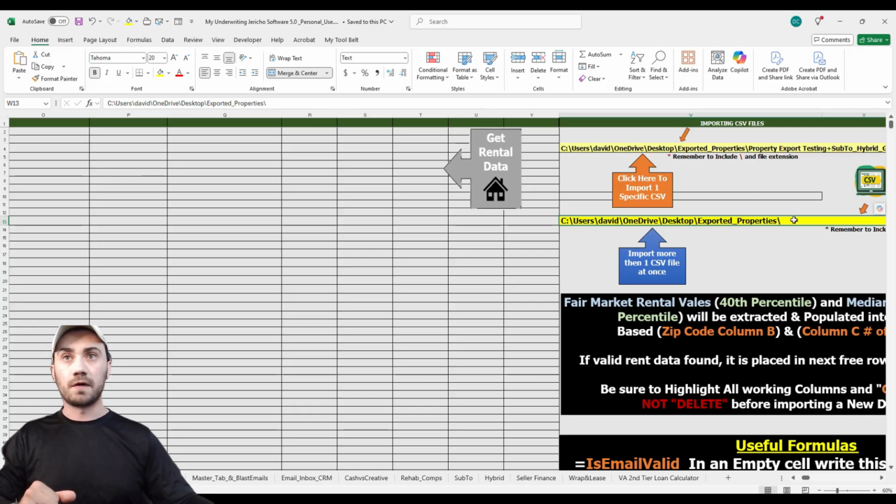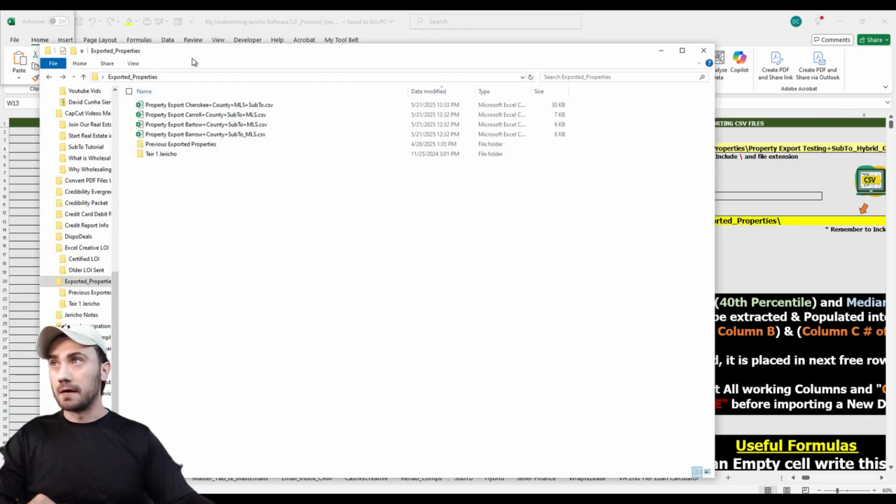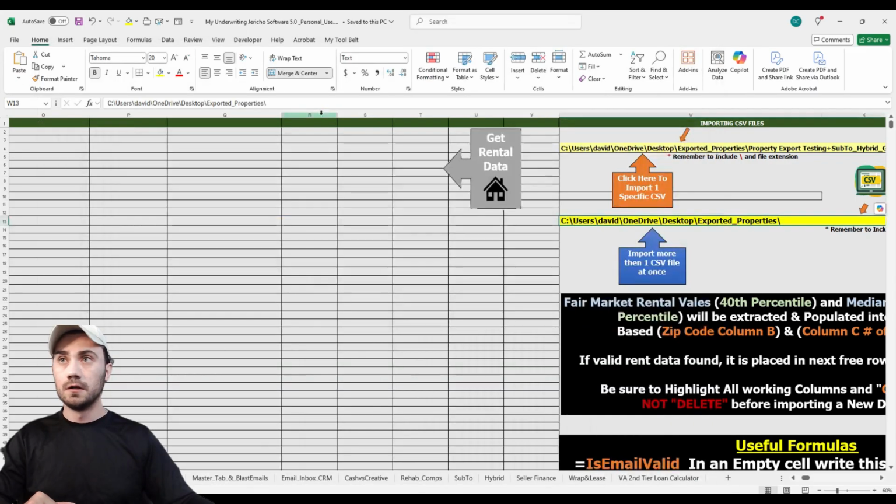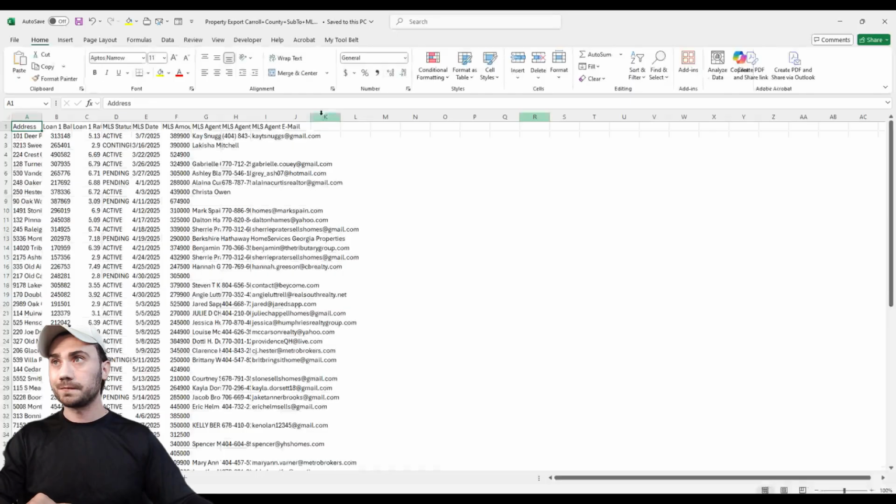And because the CSV files are going to be all in one location, what this macro is going to do is basically combine all the CSV files that are within that specified folder, and it's going to automatically import it here onto this spreadsheet within the Jericho. So let's do that. You can see here on my screen now I have the exported properties folder path pulled up. And so these are going to be the CSV files that we're going to automate and import directly into the Jericho.